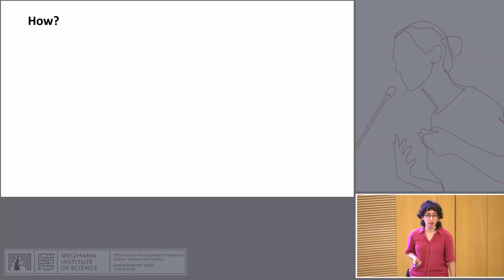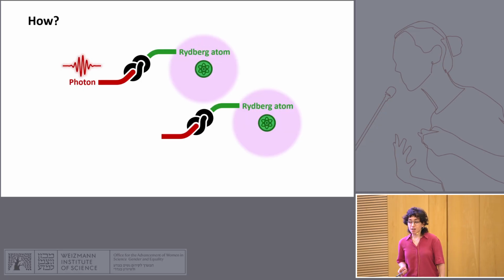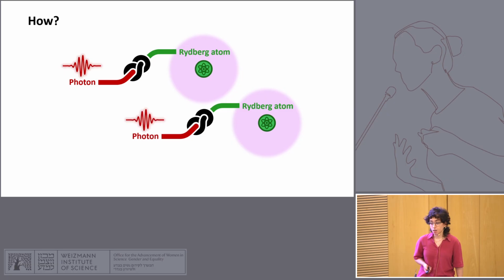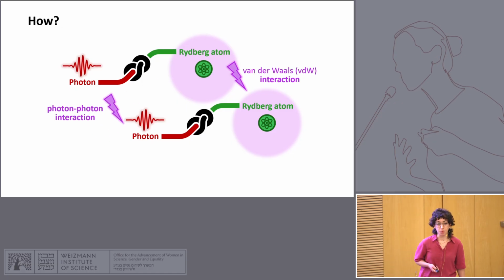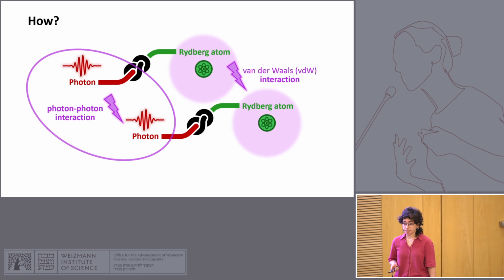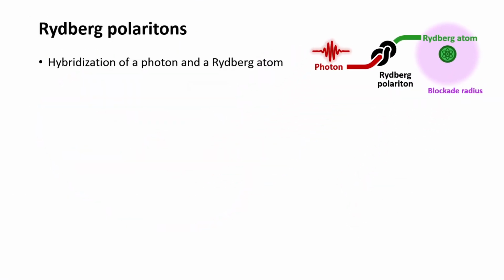So how do we use that to make photons interact? We need to find a way to take a photon and connect it to the Rydberg atom, so that when we have another atom connected to another photon, we can translate the Rydberg atom interaction into an effective photon-photon interaction. We're only missing this link, and this link is called a Rydberg polariton. Rydberg polaritons are simply a hybridization of a photon and a Rydberg atom, and they inherit the van der Waals interaction from the atoms.